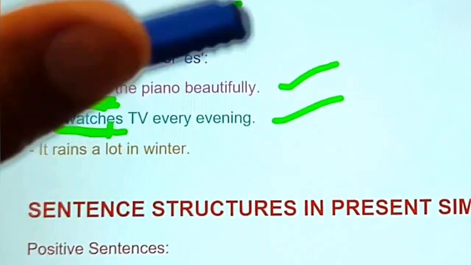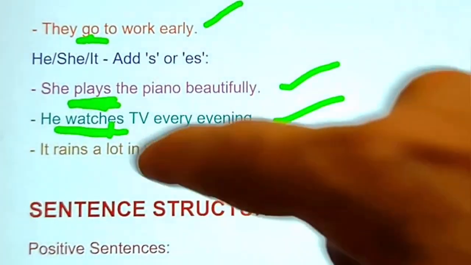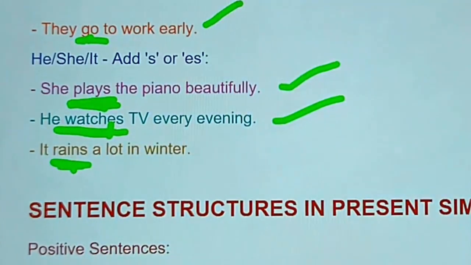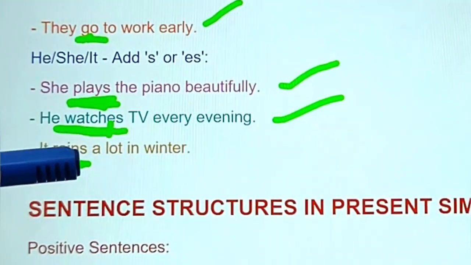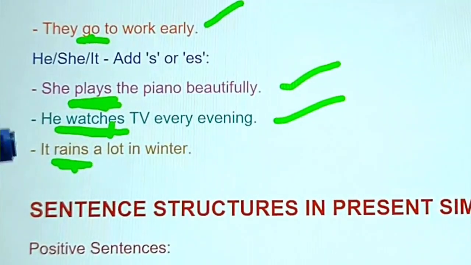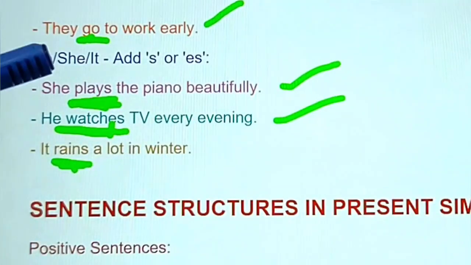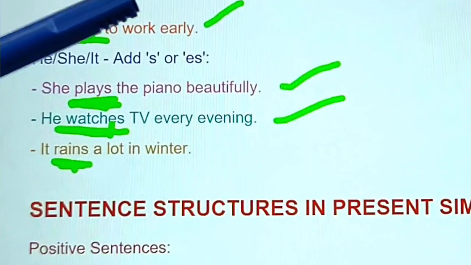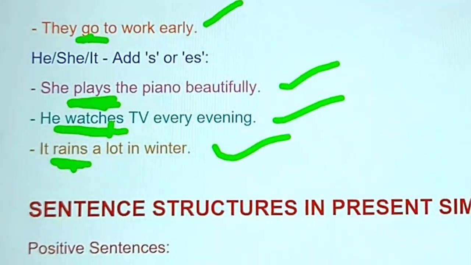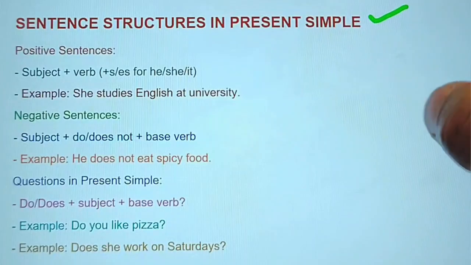And next example, it rains a lot in winter. So the base form is rain and it ends with a simple consonant and we add s here. In the sentence, it rains a lot in winter, it comes with it and we add s here. Let's explain sentence structure in present simple tense.